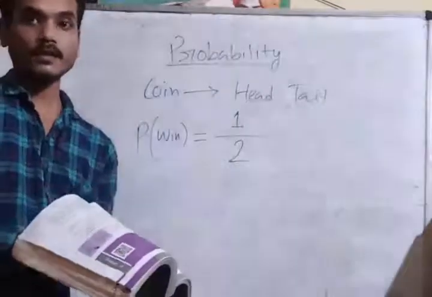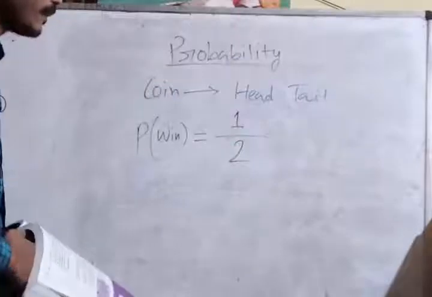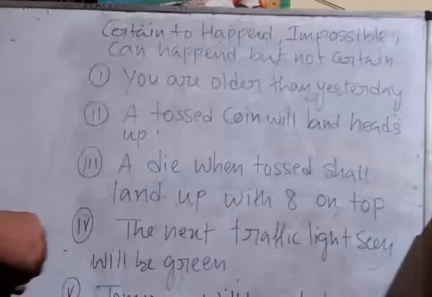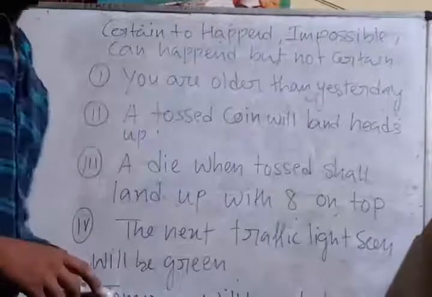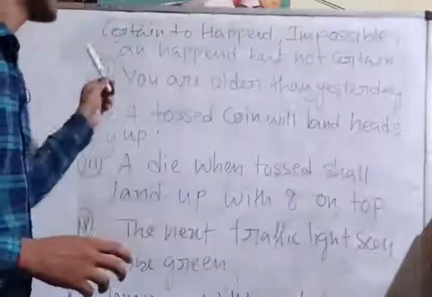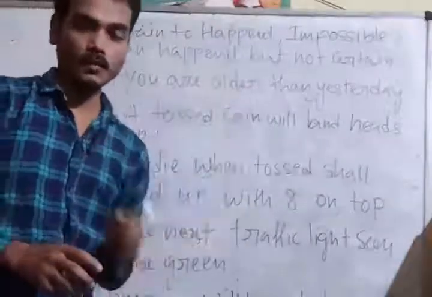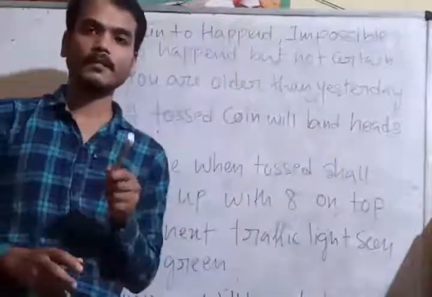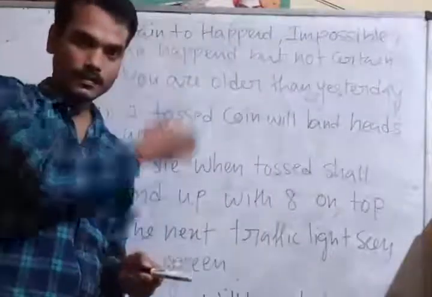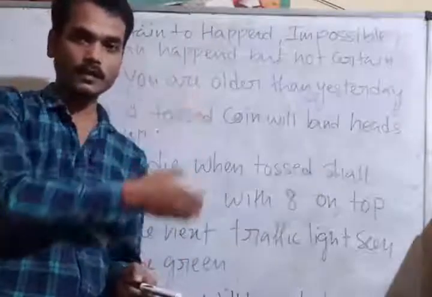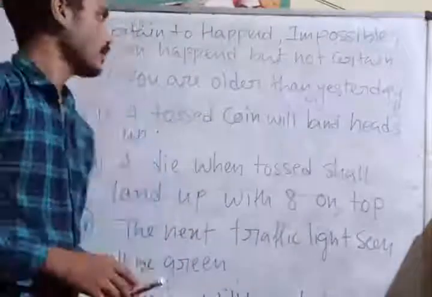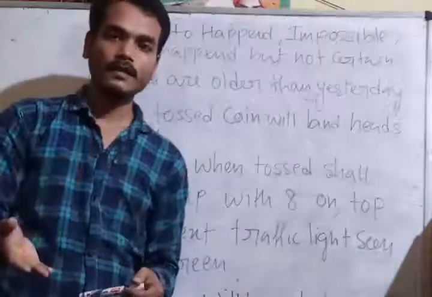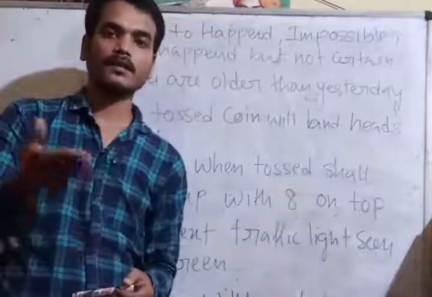Now let's see what is question number 1. So in question number 3, it is given. You have to write which things will come here. One is certain to happen, then one is impossible, and next one is can happen but not certain. So in these 4-5 questions, you have to find out which one will be there. Now you see, the first question is: you are older than yesterday. Is this certain to happen, impossible, or can happen but not certain?